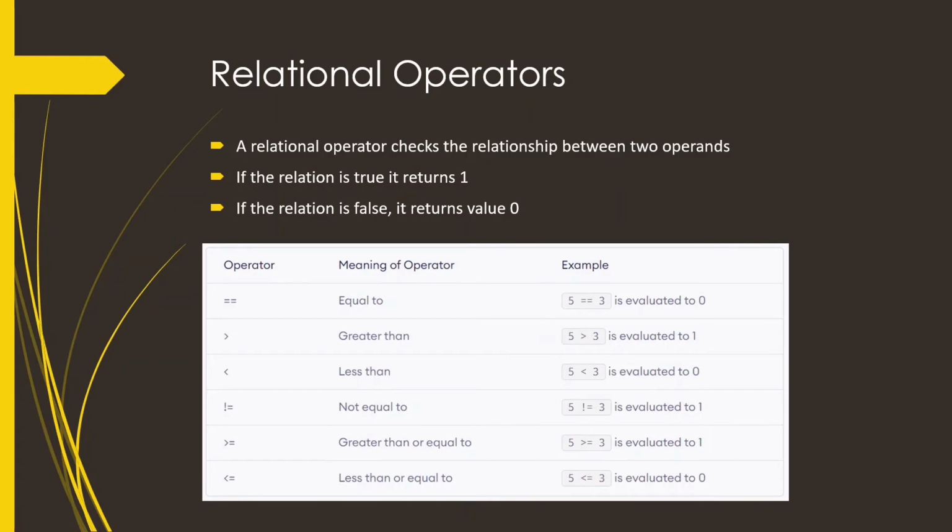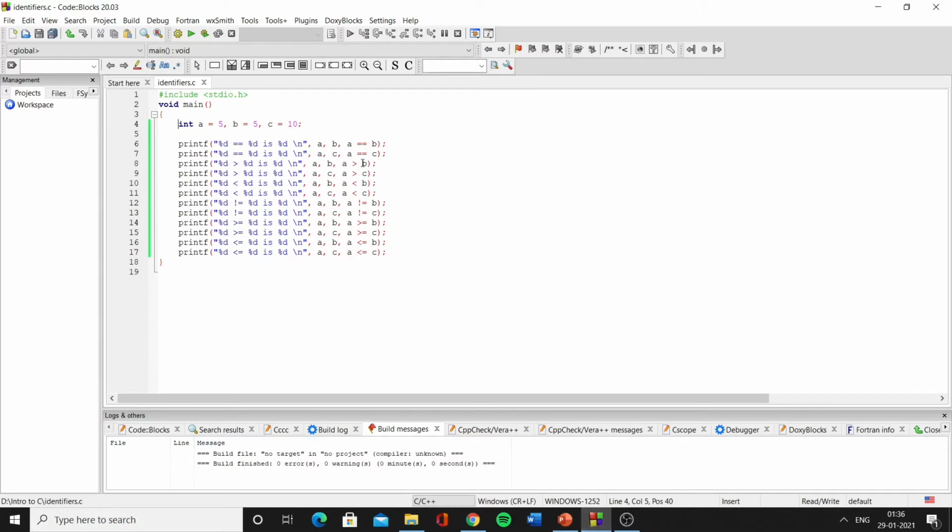The first is double equal to, which evaluates whether the two variables have equal values or not. Then there is greater than, lesser than, not equal to, greater than equal to, or less than equal to. Now let's look at a code where we can discuss these relational operators. So I am running this code.